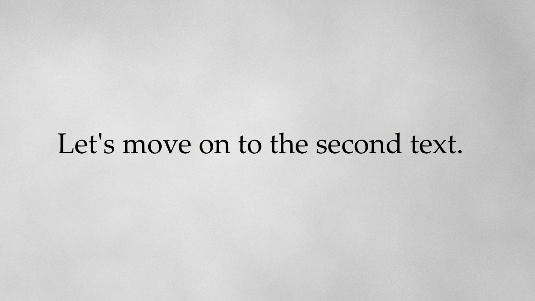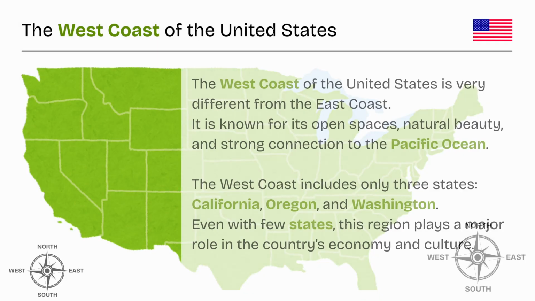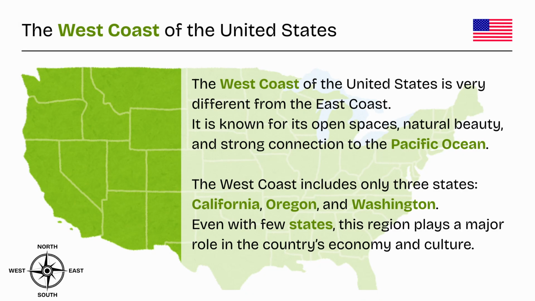Let's move on to the second text, the West Coast of the United States. The West Coast of the United States is very different from the East Coast. It is known for its open spaces, natural beauty, and strong connection to the Pacific Ocean. The West Coast includes only 3 states, California, Oregon, and Washington. Even with few states, this region plays a major role in the country's economy and culture.